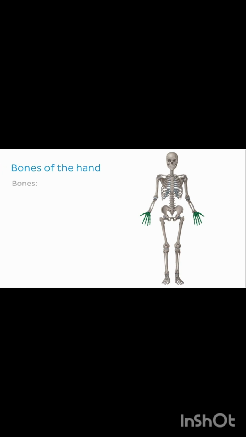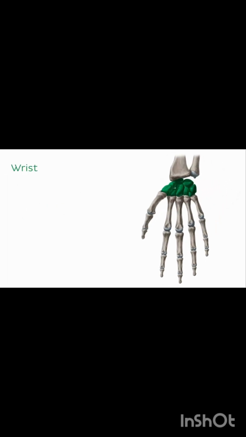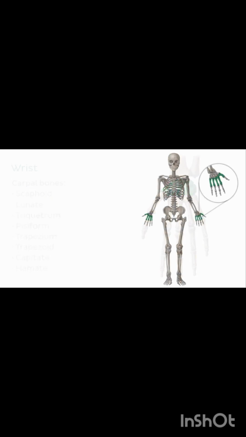The hand is comprised of a number of bones: the bones of the wrist, the metacarpals, and of course the bones of your fingers, otherwise known as the phalanges. Let's start with the wrist. If we look at the wrist a bit closer, we can see that it's made up of the carpal bones or carpals. These include the scaphoid, the lunate, the triquetrum, the pisiform, the trapezium, the trapezoid, the capitate, and the hamate.